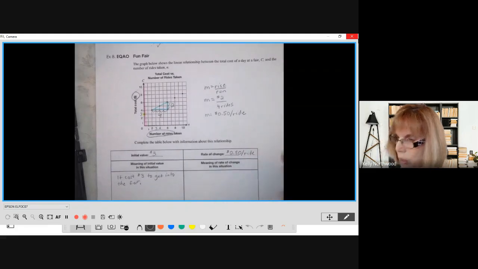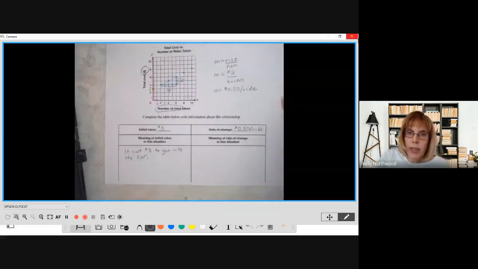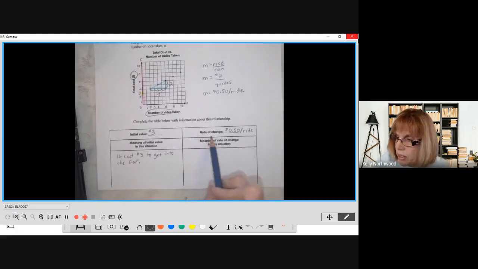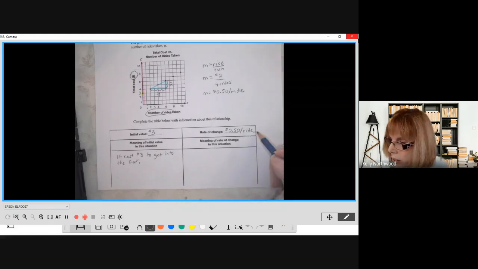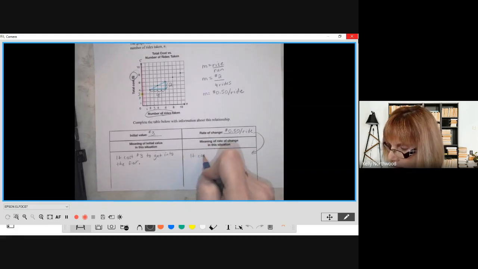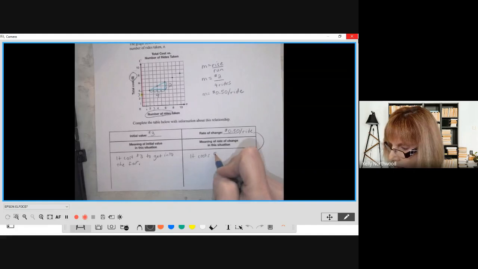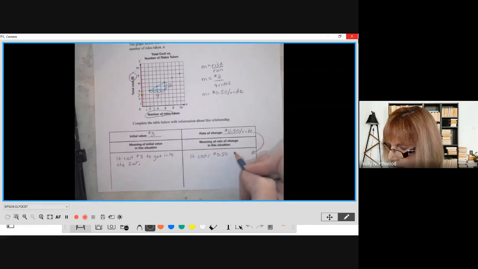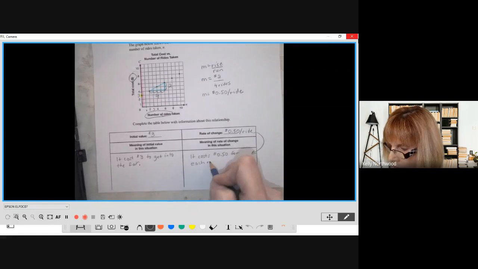Remember, rate of change has a per with it. When they ask you for the slope, you don't need units, but when they ask you for rate of change, you do need units with it. Okay. And then the units tell you the meaning. So it costs 50 cents for each ride.